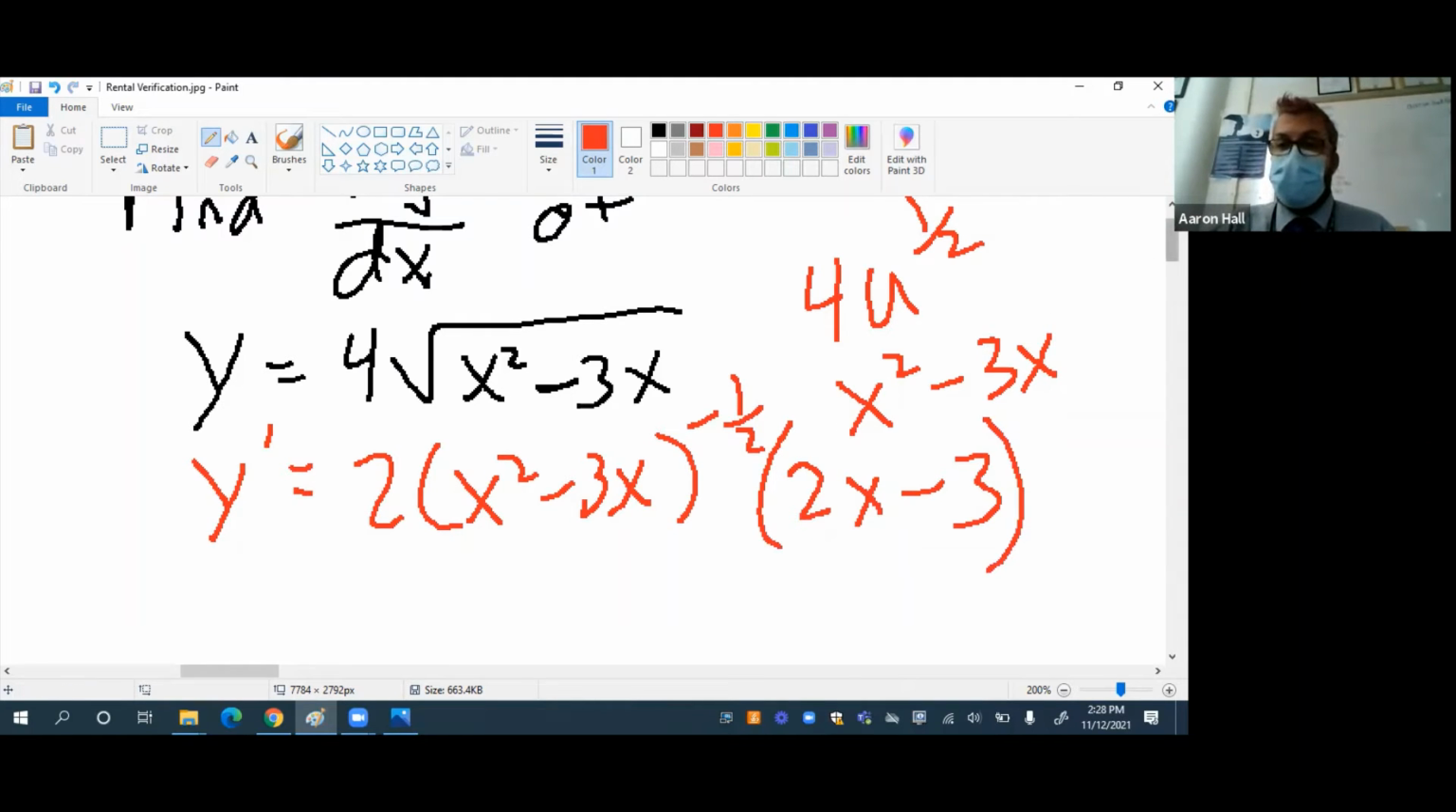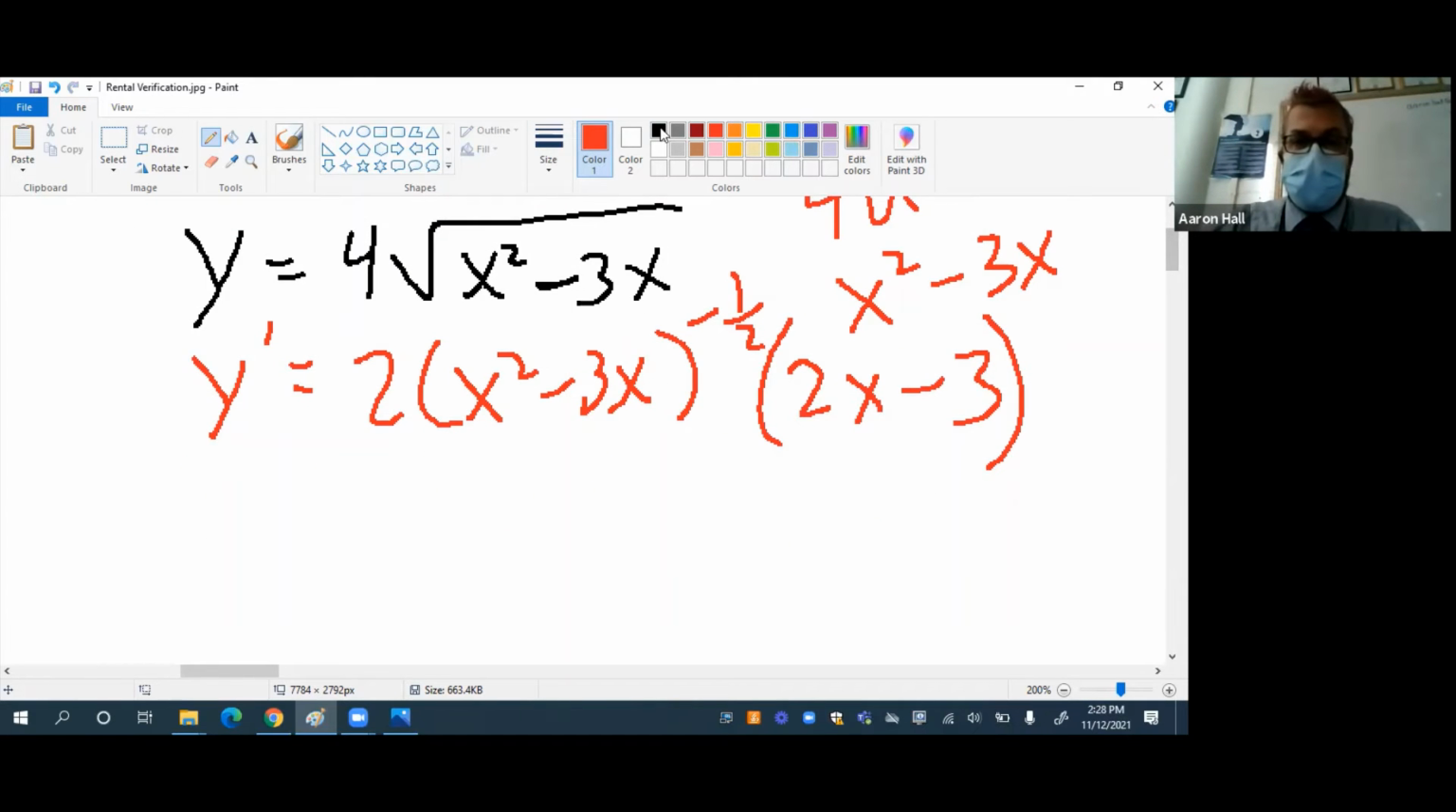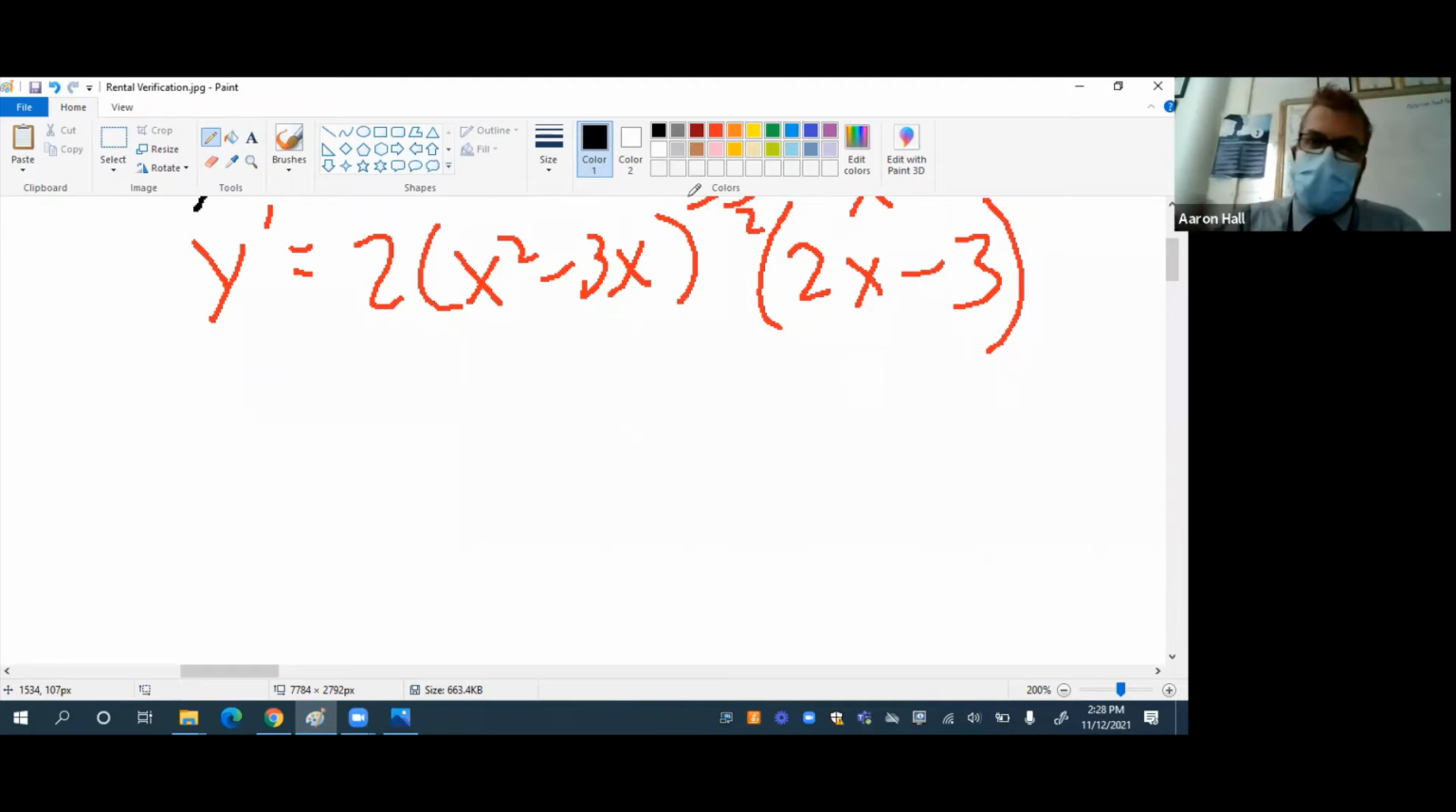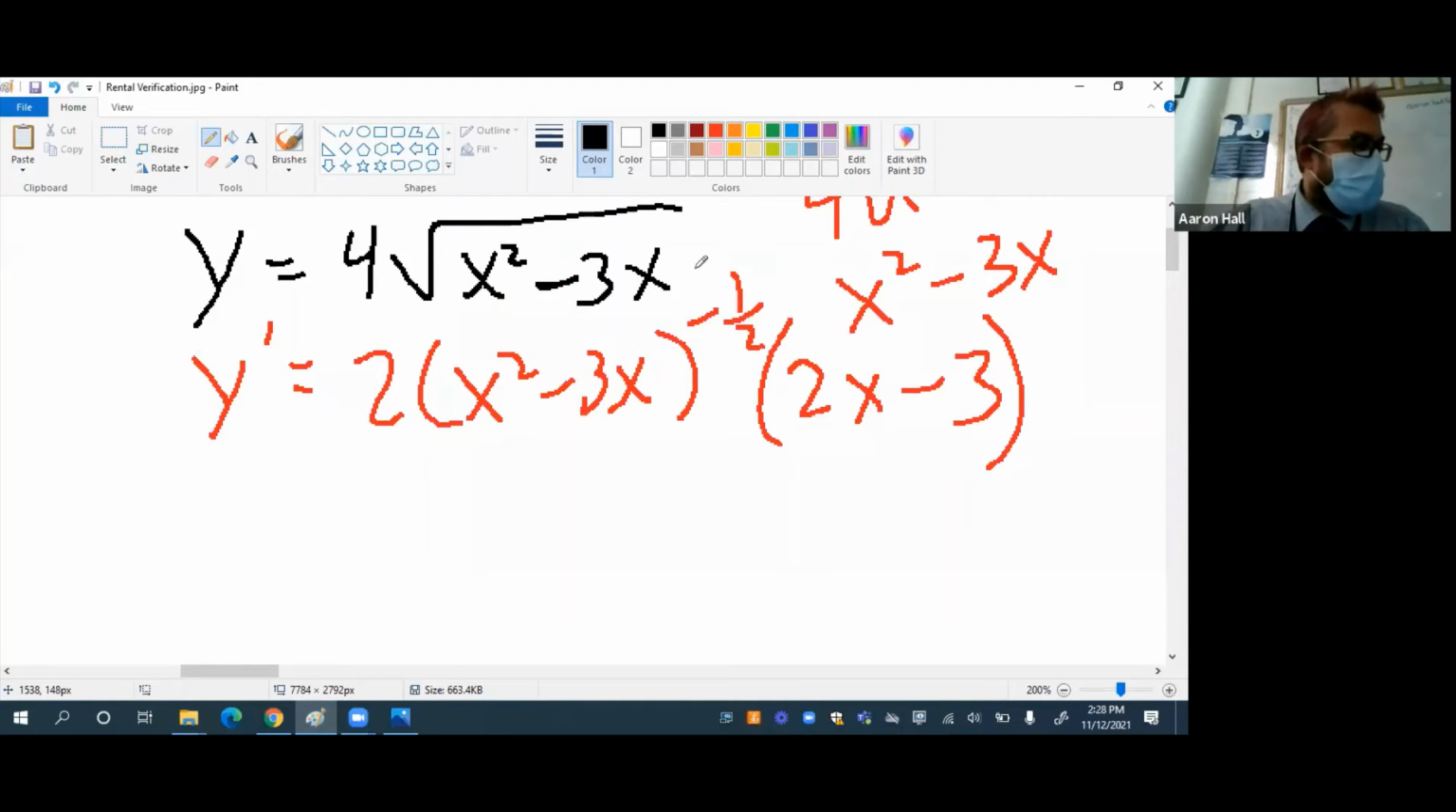Use parentheses. It's the derivative of the outside function times the derivative of the inside function. Actually, the other way works as well. The derivative of the inside function times the derivative of the outside function is still correct. Okay, let's try to be consistent so it's not confusing.